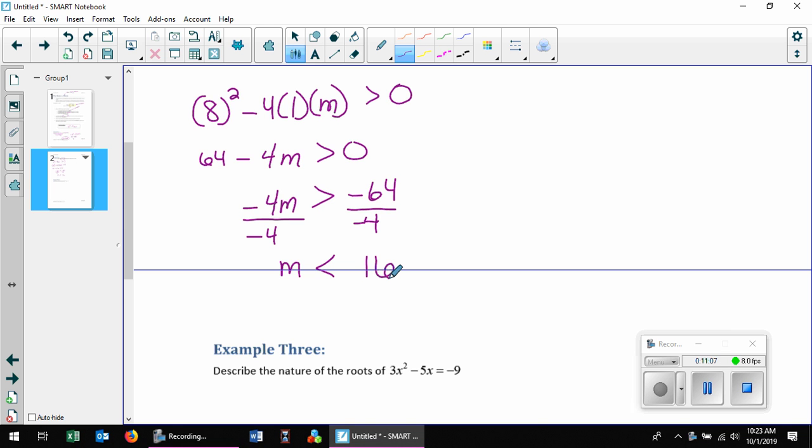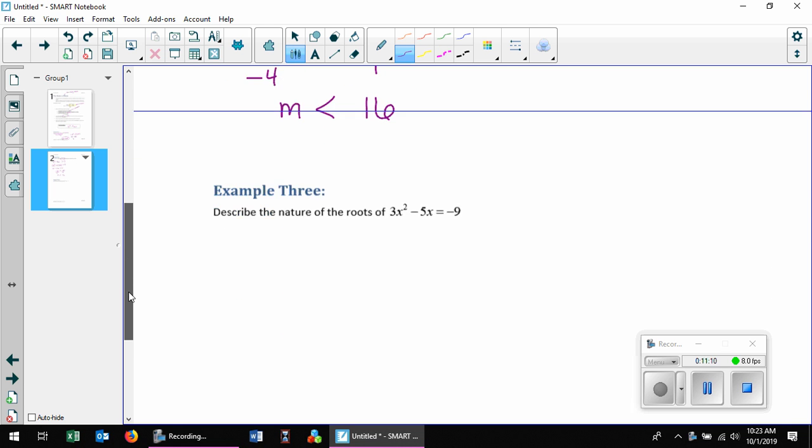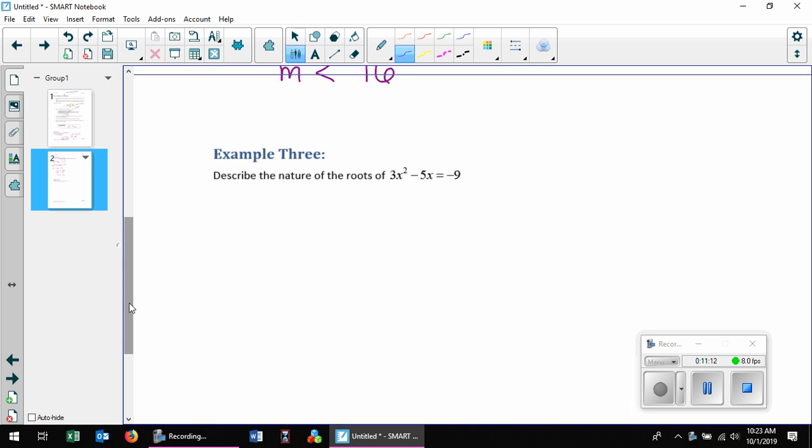I love the excitement I'm feeling. Now, that doesn't mean that there is an x-intercept everywhere less than 16. That just means that m has to have a value of less than 16 in order to have two roots on the graph if I were to graph it. Because we're talking about how many, we're not talking about where.